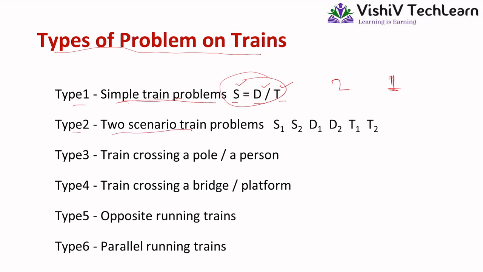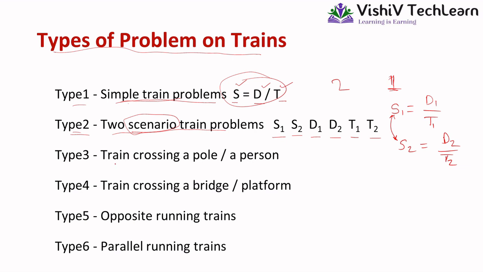In the case of two-scenario train problems, there will be two different scenarios or situations, so there will be two different speeds, maybe S1, S2, two different distances covered, D1, D2, and two different times, T1, T2. Accordingly we will have two formulae. S1 equals D1 upon T1, this could be one, and S2 equals D2 upon T2, this could be another. And there will be some relation between both these scenarios. So this is how type 2 is.